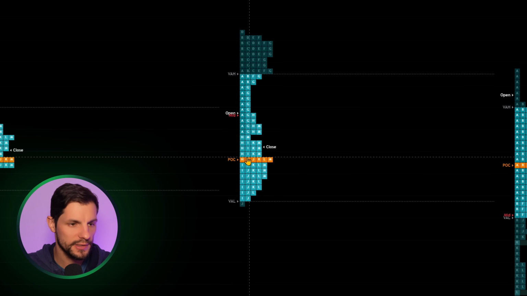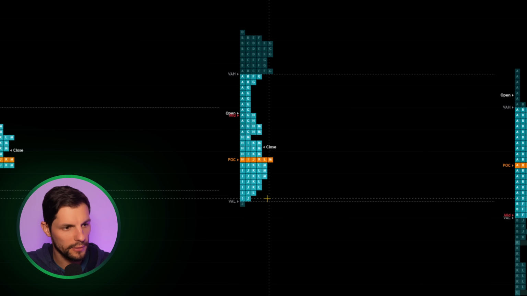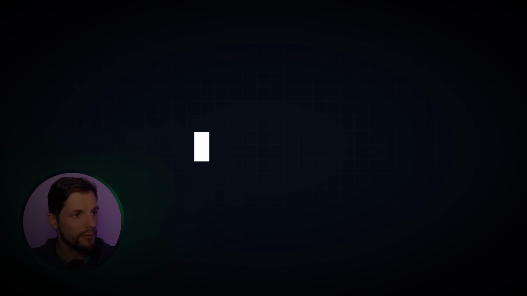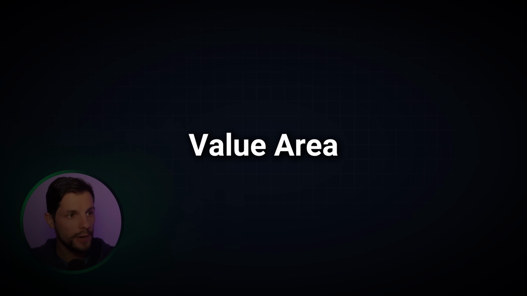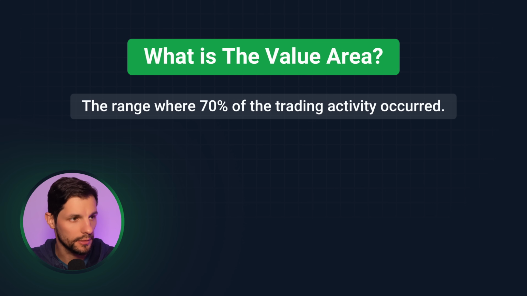Inversely, if you had the point of control towards the lower bit of the profile or closer to value low, that may indicate a little bit more of a bearish sentiment. You can see the point of control towards the lower end of value, and then you get a continuation lower. The value area is the range where 70% of the trading activity occurred.